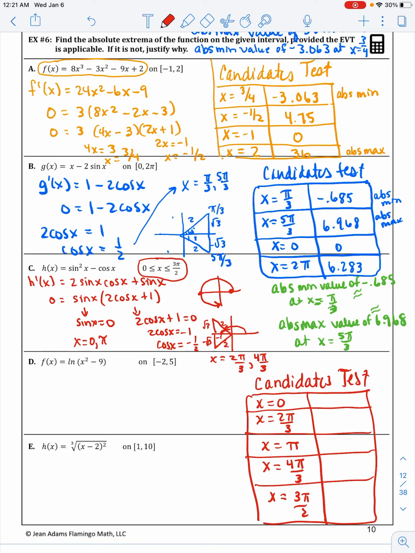So now I go back to my original function h of x and I put a 0 in and I get -1. Go back to my original function, put 2 pi over 3 in, and I'm going to get 1.25. Put pi in, I get 1. Put 4 pi over 3, I get 1.25. Put 3 pi over 2 in, I get 1. So this is going to be on my closed interval. This is going to be my absolute min. And then we have a tie for absolute max. It's happening in 2 spots.